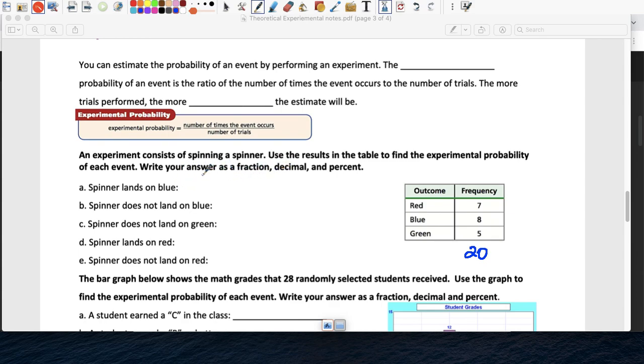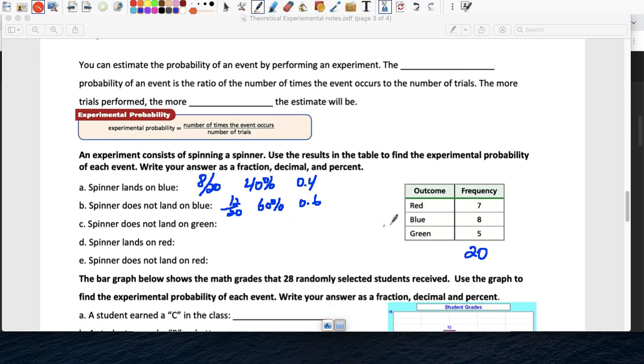Lands on blue, 8 out of 20. If you want to change it to a percent, multiply by 5, so that's 40%. Right? 0.4. Does not land on blue. Not on blue would be the red and the green, so that's 12 out of 20. Multiply by 5, you get 60%.